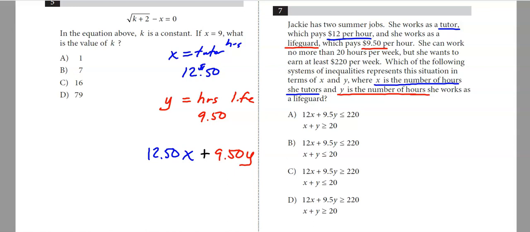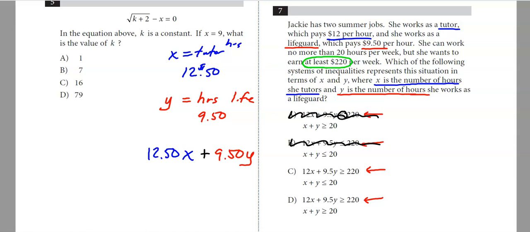So let me just kind of peek through and see if I can get rid of anything. It looks like all of the first lines have that part correct. So looking at these lines, notice the top lines. They all have the 12.5x, the 9.5y. But what's different and what distinguishes them is the 220. It said here that she can have at least 220 per week. So she needs to make at least, which means we need to be greater than or equal to. So that wipes out this one, which is less than or equal to, and this one too.